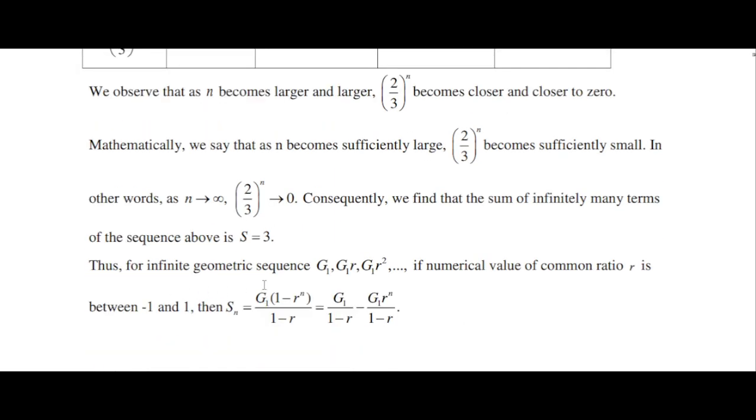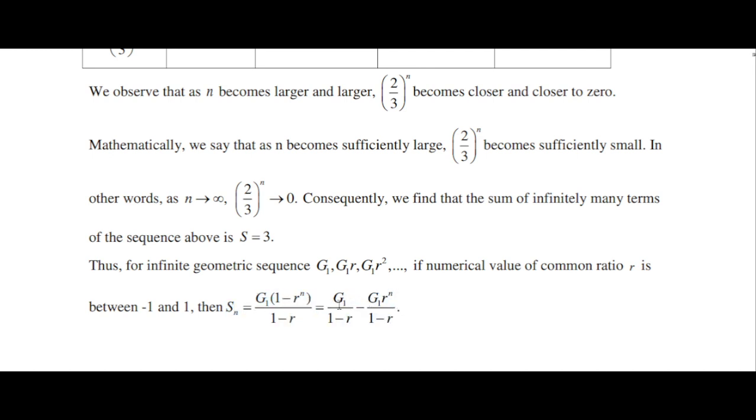Thus, for an infinite geometric sequence G1, G1 r, G1 r squared, up to infinity, if the numerical value of the common ratio r is between -1 and 1, not including -1 and 1, then S_n can be computed using this formula. After simplifying this formula, we get that this term approaches 0.